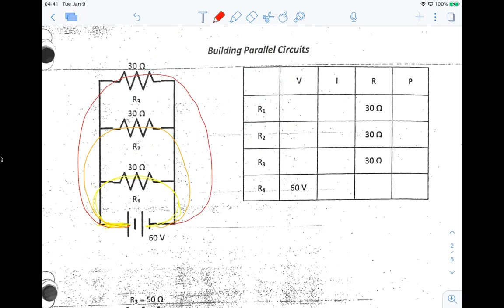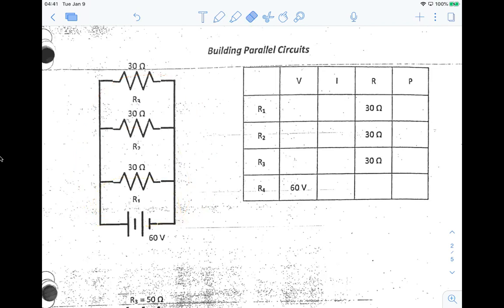So in this case, we have 3 loops, 3 resistors. These are all parallel to each other. We know that parallel do not intersect. So these resistors are parallel to each other, and we have a circuit that looks like this.